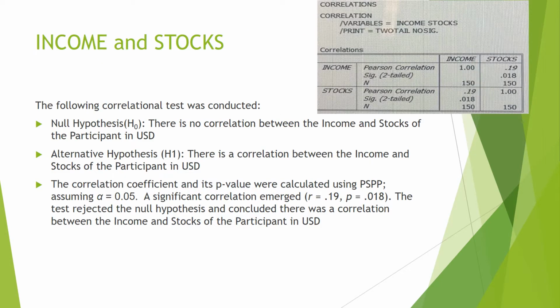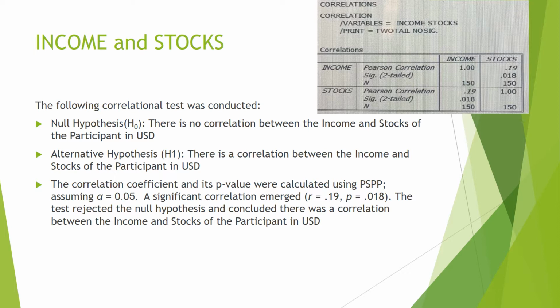Likewise, let's go for the income and stocks. We carry out the test with the same model, null hypothesis: there is no correlation between the income and stocks of the participants. Then the alternative hypothesis will be there is a correlation between income and stocks of the participants. And here P is equal to 0.018 and R is equal to 0.19. P value is less than 0.05. Hence the test is statistically significant. There is a correlation between the income and stocks of the participant in US dollar.